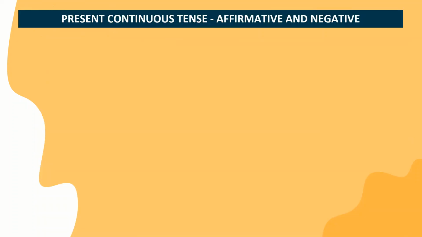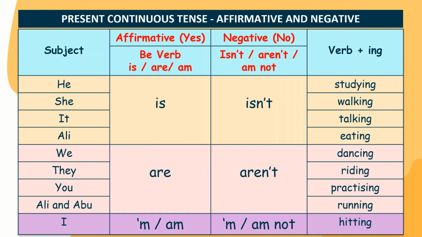Next, affirmative and negative. For present continuous tense, affirmative means yes. So we use the be verb is, are or am. And if it is negative, we use isn't, aren't and am not. For example, he is studying, she is walking, it is talking, Ali is eating. If it's negative, meaning they are not doing these actions, we say he isn't studying, she isn't walking.